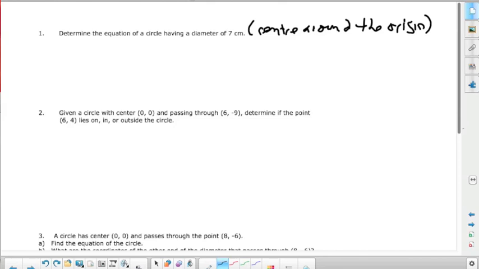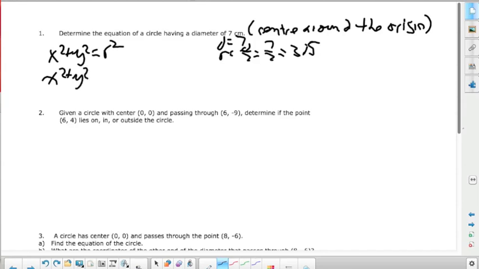Generally, what's the equation of a circle? We just did it. We just wrote it. X squared plus y squared is equal to r squared. Right? Well, what's r? Half of the diameter, right? So here d is equal to 7. Well, r is equal to d over 2, which is 7 over 2, which is 3.5. So we just get x squared plus y squared equal to 3.5 squared.